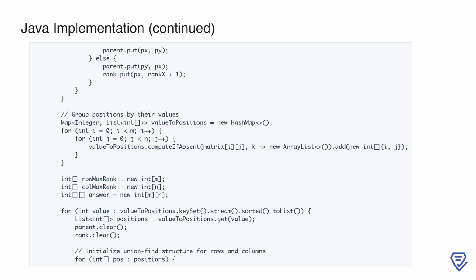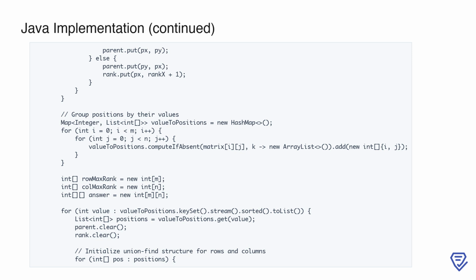We use a map called value to positions to associate each unique value in the matrix with a list of its coordinates. By iterating through the matrix, we populate this map, effectively organizing the matrix elements by their values. Next, we initialize arrays rowMaxRank and colMaxRank to keep track of the highest rank seen so far for each row and column, respectively. We also prepare the answer matrix, which will store the final ranks.